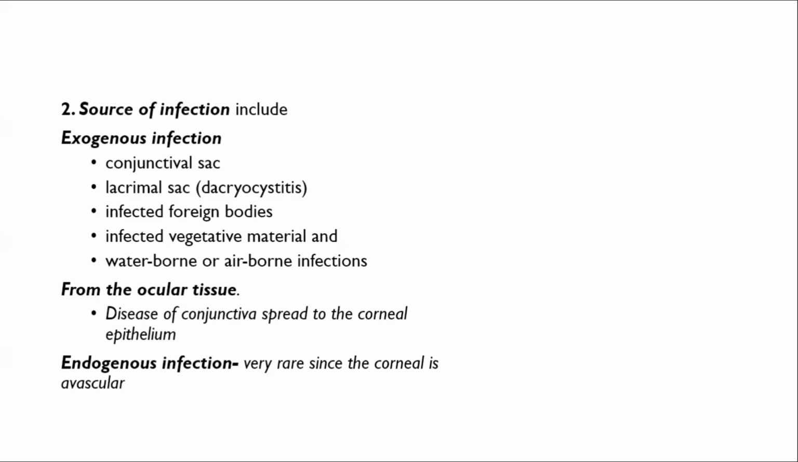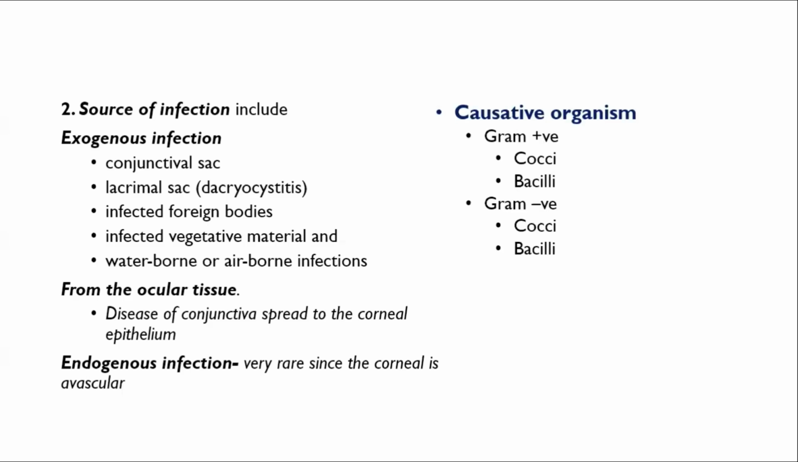Another source of infection is endogenous infection, which basically comes from within the body. These are very rare in the cornea because the cornea is avascular. It means it does not have blood vessels that could carry infections from other parts of the body. There are also some causative organisms which cause corneal ulcers. Those are gram-positive cocci, gram-positive bacilli, gram-negative cocci and gram-negative bacilli.